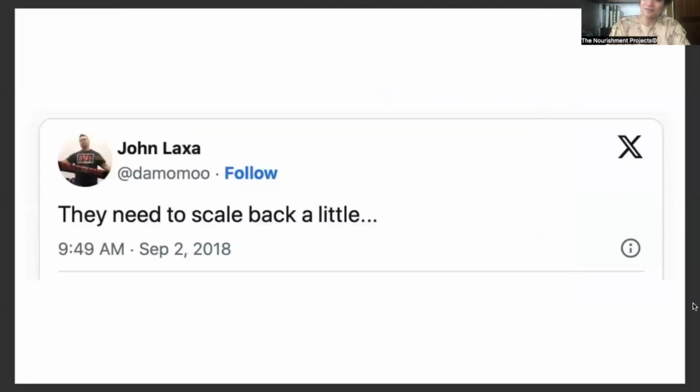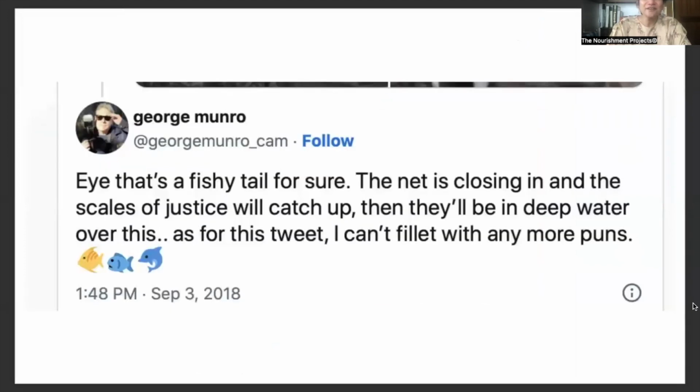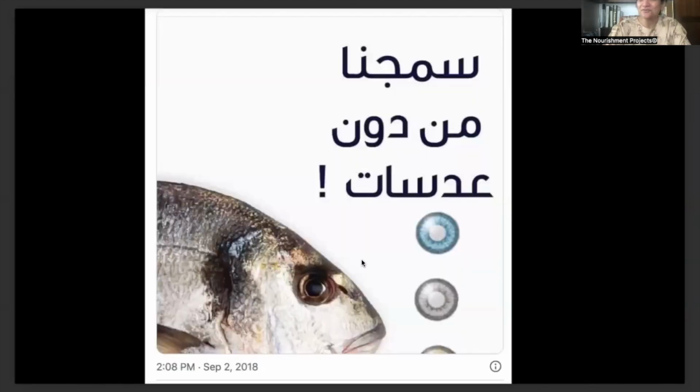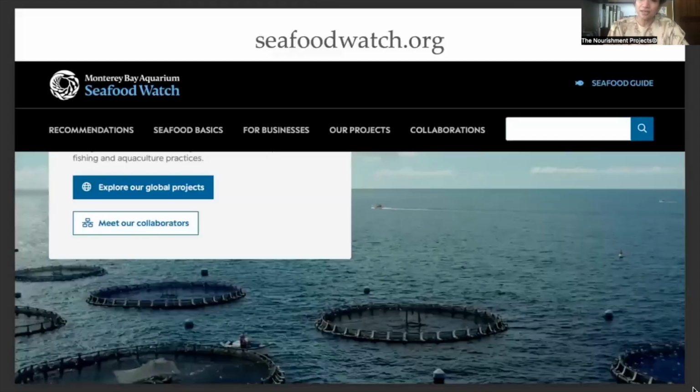"Scale back a little." I loved it. "Fishy tale for sure." Tons of puns. And then look at this one. They said, which eye do you think you should have used, depending on the fish, to make it look even more attractive and appealing? But what I'm trying to convey is that when the story went viral, it brought it to the attention of the Ministry of Commerce and Industry in Kuwait, and they shut that shop down. And that's the power of knowledge.